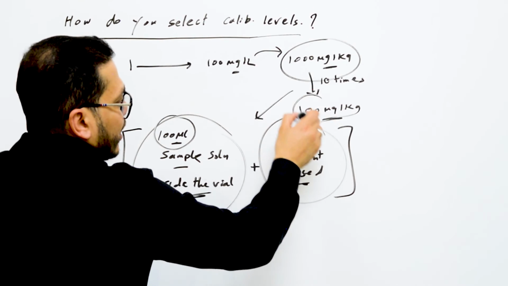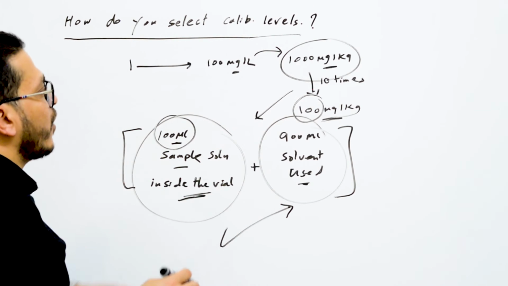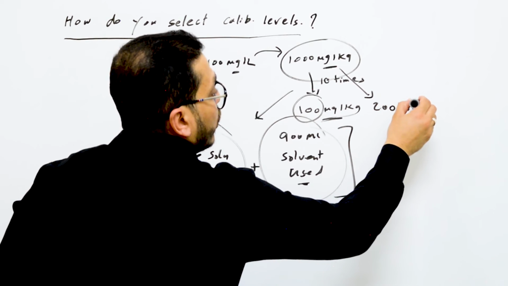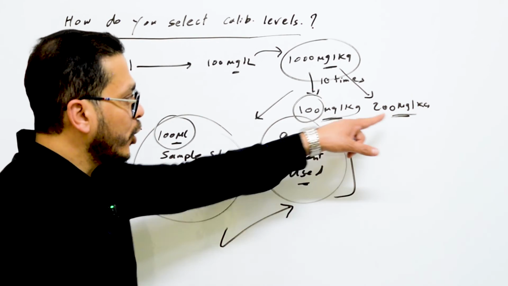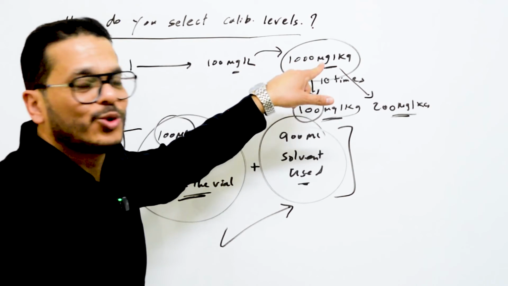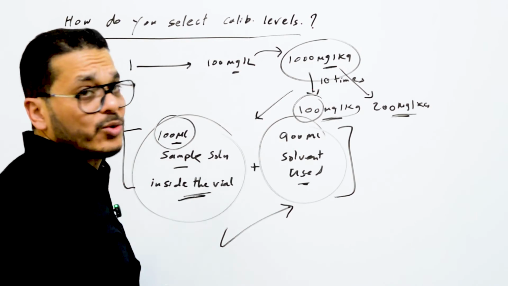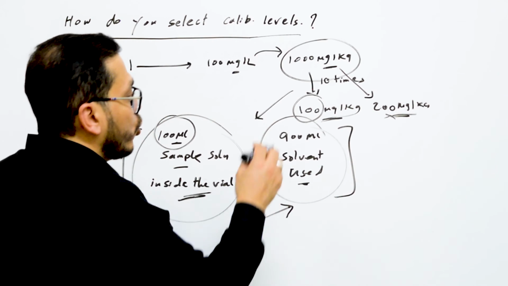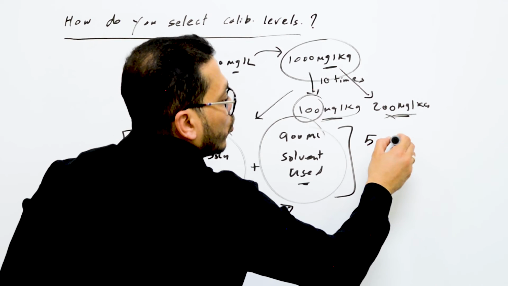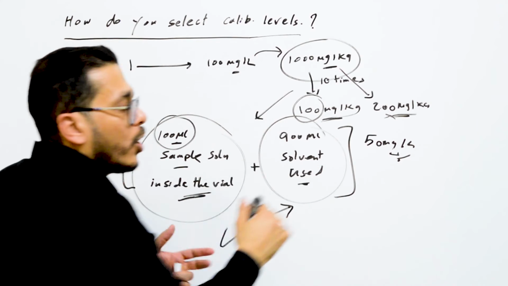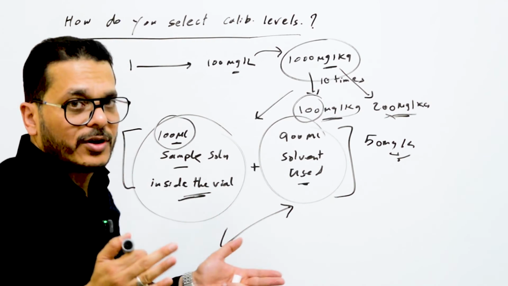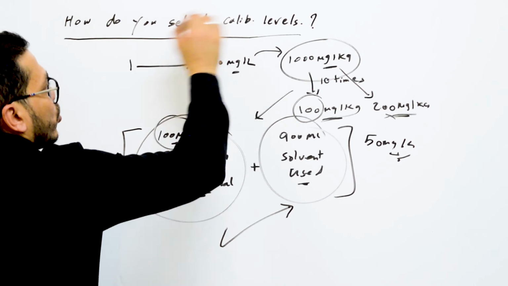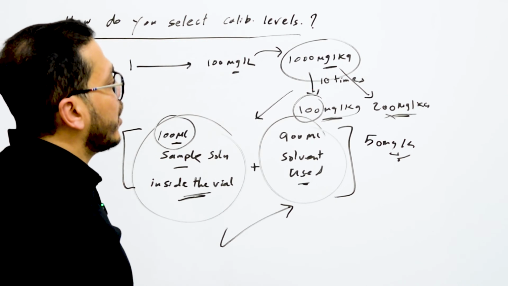Then you may find, as an example, 200 microgram per kilogram. In this case, you will know that the concentration was not right, because if you dilute 1000 it should be 100, but you found 200. Or you may find 50 microgram per kilogram, lower or higher or the same, whatever. In this case, you should be sure, so to be sure, this concentration should be in between the calibration levels.